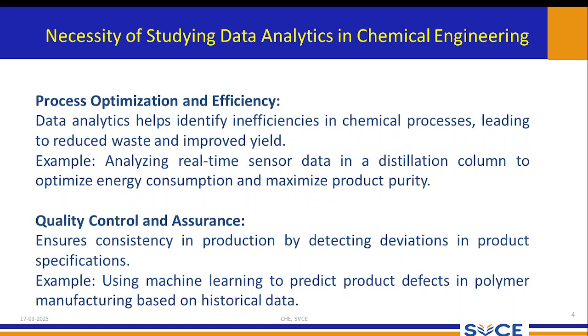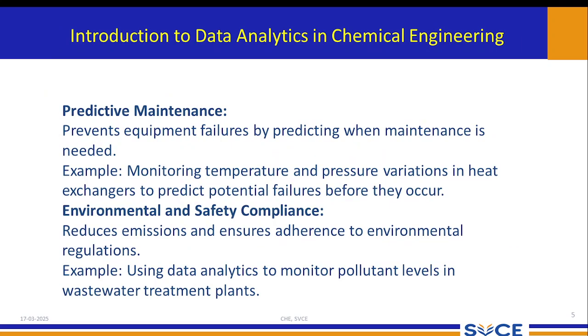So how does this system understand your data? That will help you to predict the product defect in polymer manufacturing based on the historical data. So this will help you to have quality control as well as assurance. It ensures consistency in production by detecting any deviation in product specifications.